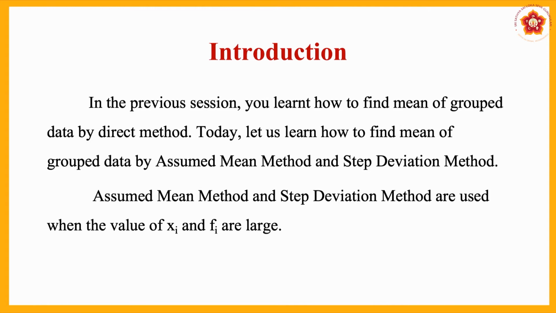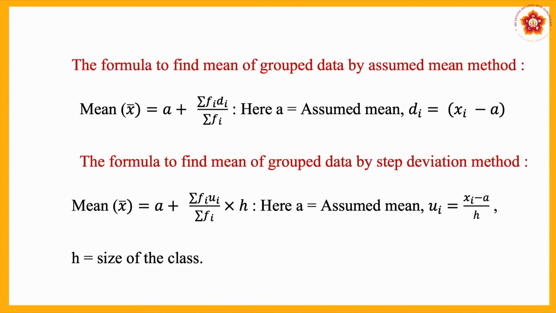The assumed mean method and step deviation method are used when the values of xi, that is the class mark, and fi are large. Now, let us know the formula to find the mean of grouped data by the assumed mean method. In the assumed mean method, the mean x bar is equal to a plus sigma fi di divided by sigma fi. Here a is the assumed mean, and di is equal to class mark minus assumed mean, that is, xi minus a.